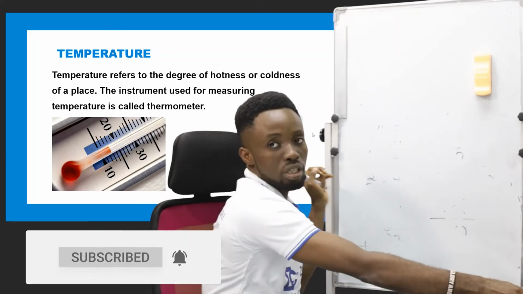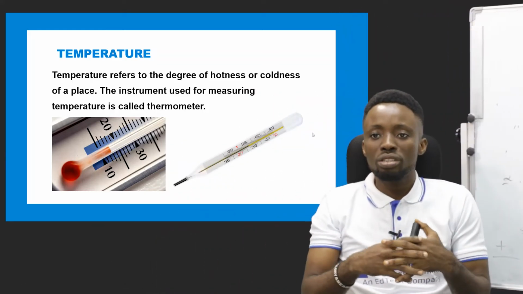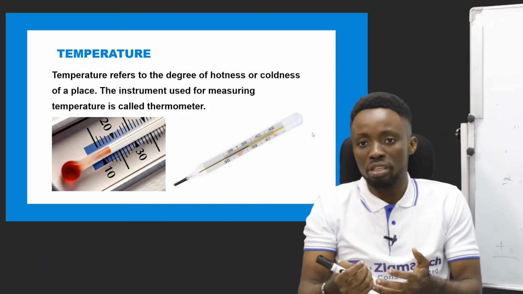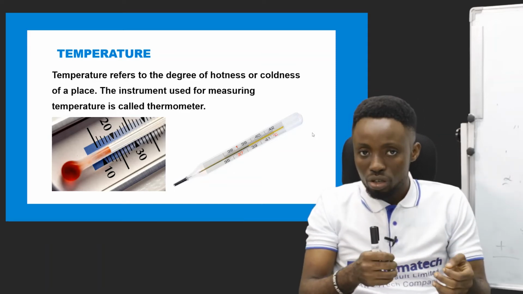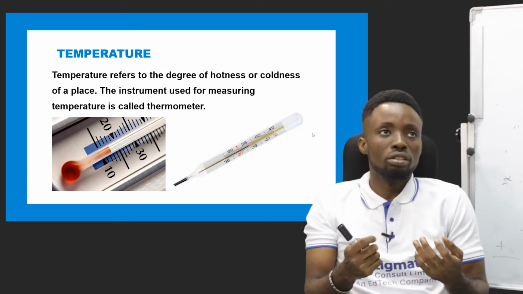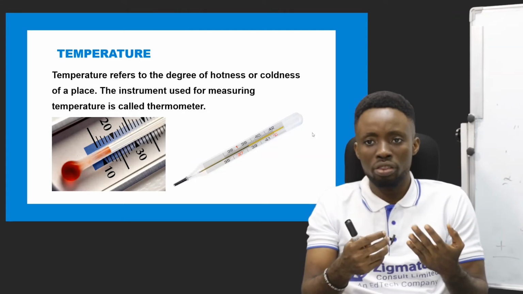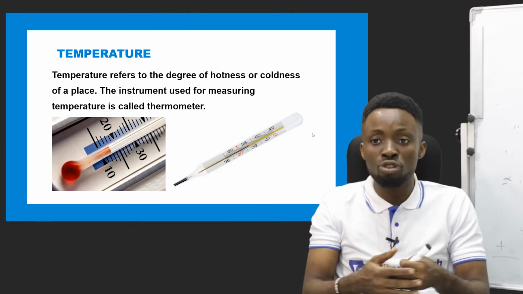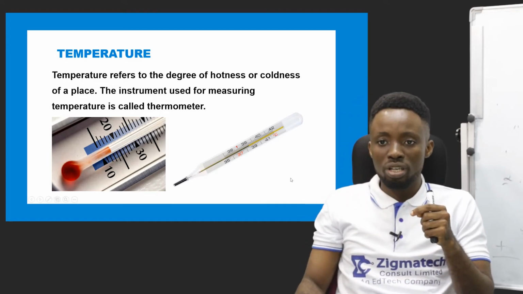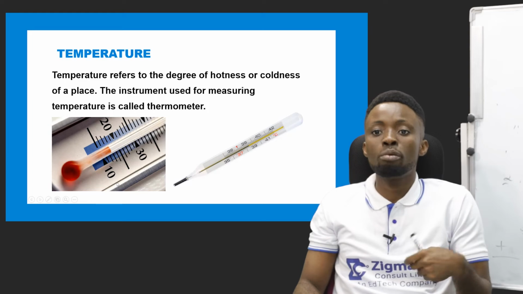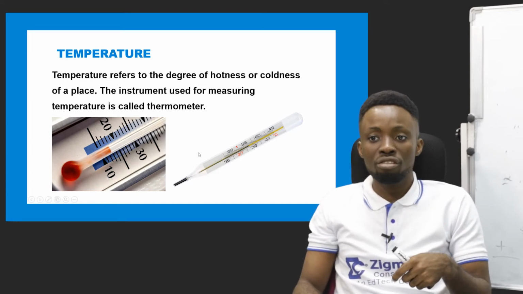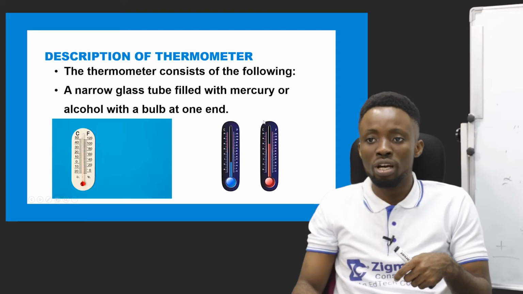Which is called what? Temperature. Now, temperature is simply what? The degree of hotness or coldness of a place or a thing. The degree of what? Hotness or coldness of a place or of a thing. So it simply tells us how hot a thing is or how cold a thing is. And the instrument we use for measuring temperature is called a thermometer. So the thermometer, as you can see here, it contains a thermometric liquid, and we use it to what? To measure what? The degree of hotness or coldness of a particular body.